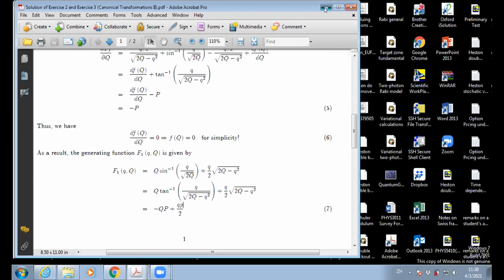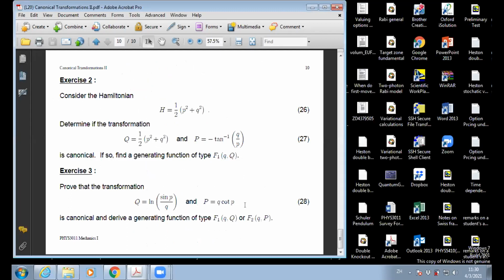Okay. Now we have the third exercise, exercise 3. Prove that the transformation given in equation 28 is canonical and derive a generating function of type 1 or type 2. All right.